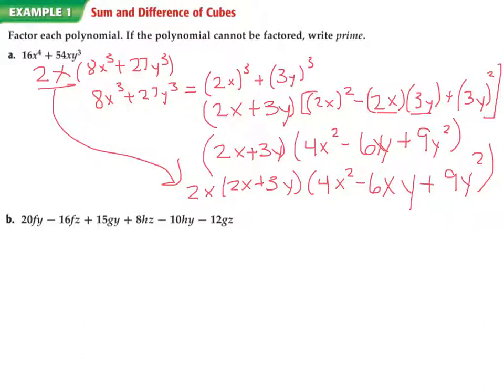Looking at example B, we see that the first term is a perfect cube, but the second term is not a perfect cube. So we can't factor this polynomial using the sum of two cubes pattern. We also can't factor using quadratic methods or greatest common factor because we don't have a greatest common factor that we can take out. So since we can't factor this using any of the methods, this one's going to be a prime polynomial.